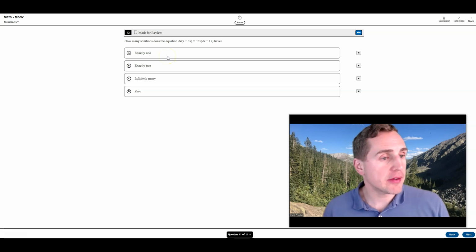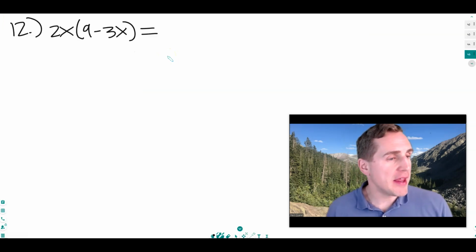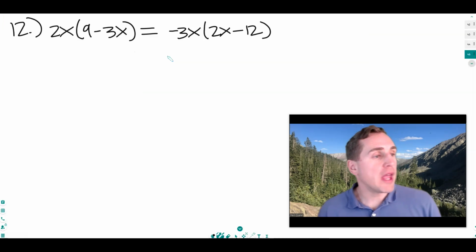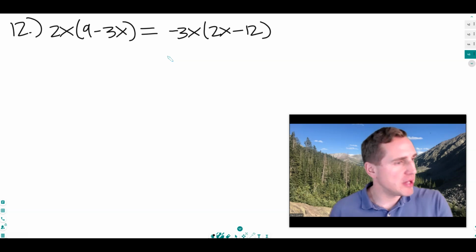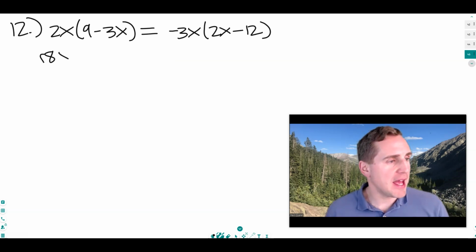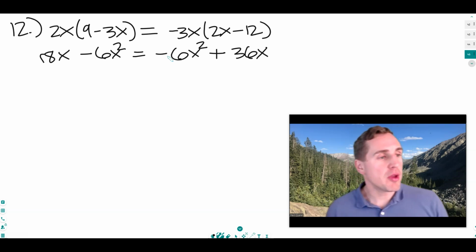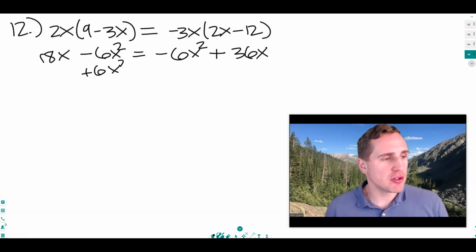So we've first got 2x times (9 minus 3x), and that equals negative 3x times (2x minus 12). Okay, so let's use the distributive property and distribute each of these terms. So that's going to be 18x minus 6x squared, and that equals negative 6x squared plus 36x. Okay, so when we rearrange the terms, we can add 6x squared to both sides. So those terms just cancel.